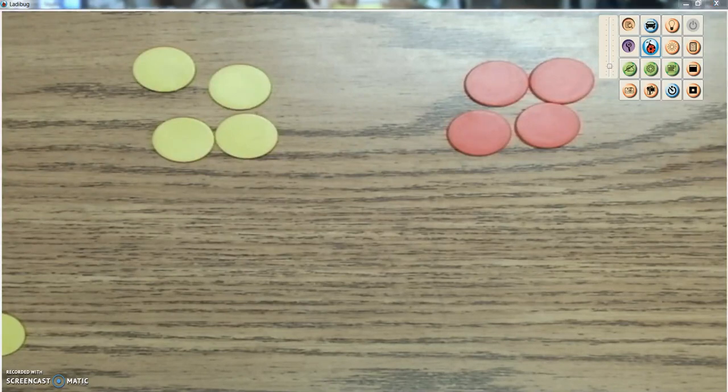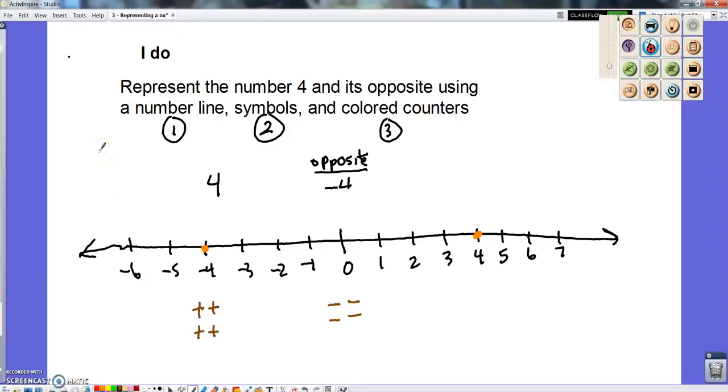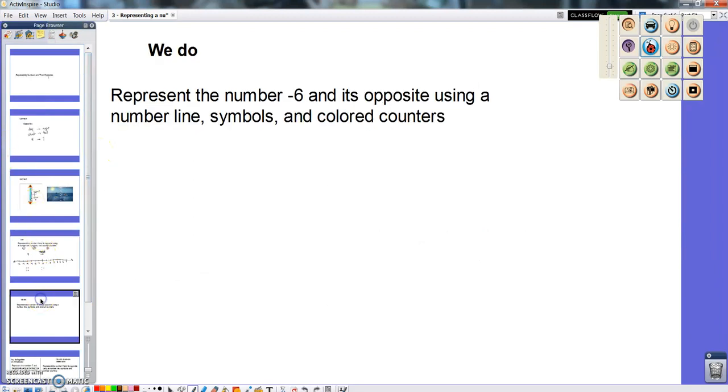All right, simple enough. Let's do one in your notebook. Open it up. And let's do this one. Let's say represent the number -6 and its opposite using a number line, symbols, and colored counters.